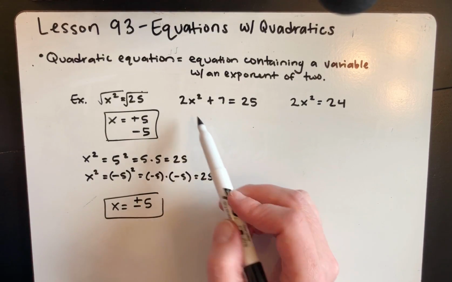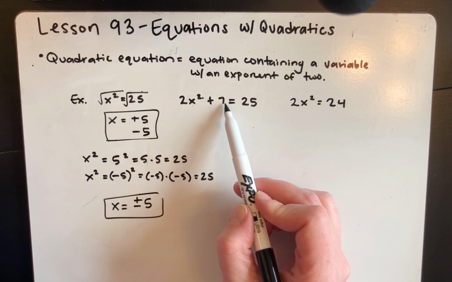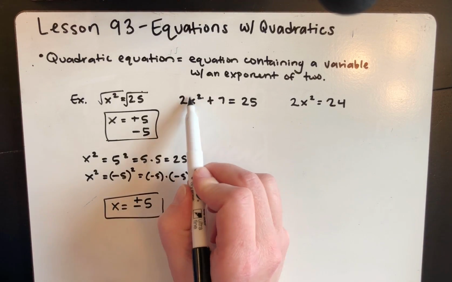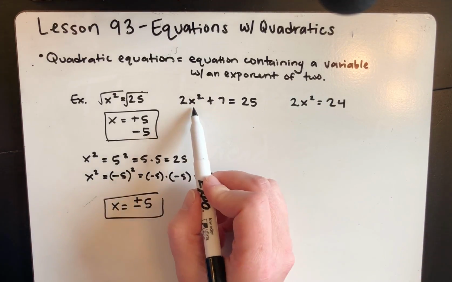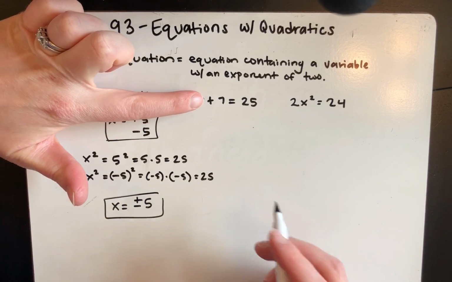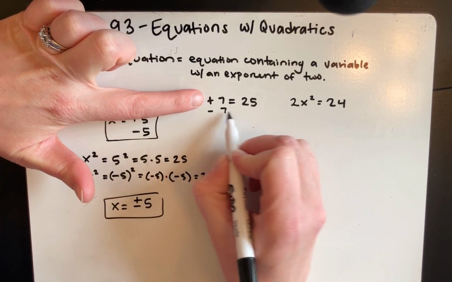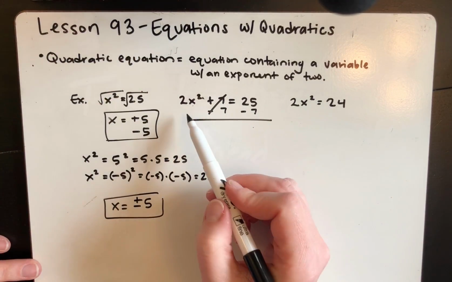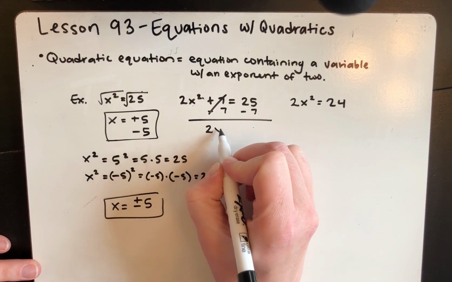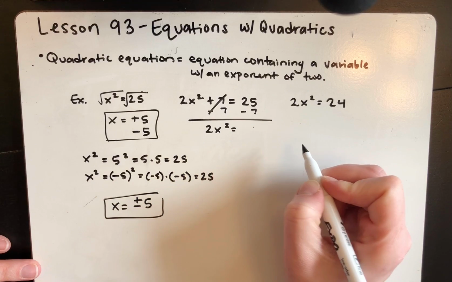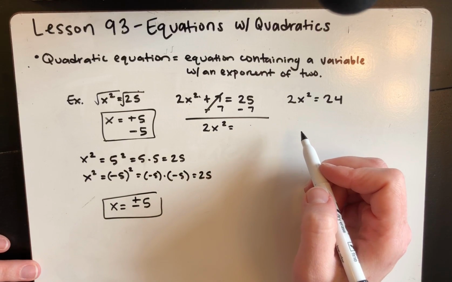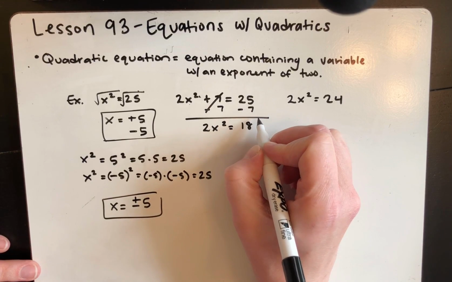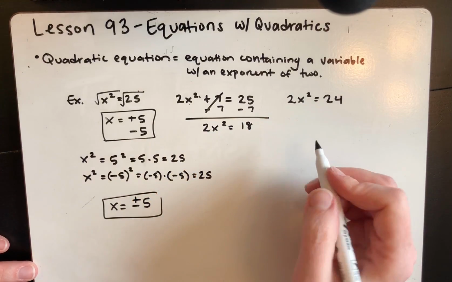All right, here's another one, 2x squared plus 7 equals 25. So how do I know it's a quadratic? Well, it has an x squared right here. If I want to solve for x, I'm going to start by ignoring it. The first thing I'm going to do is subtract 7 from both sides. So on the left-hand side, I'm left with 2x squared, and on the right-hand side, I'm left with 18. Sorry, I had to check my math there.